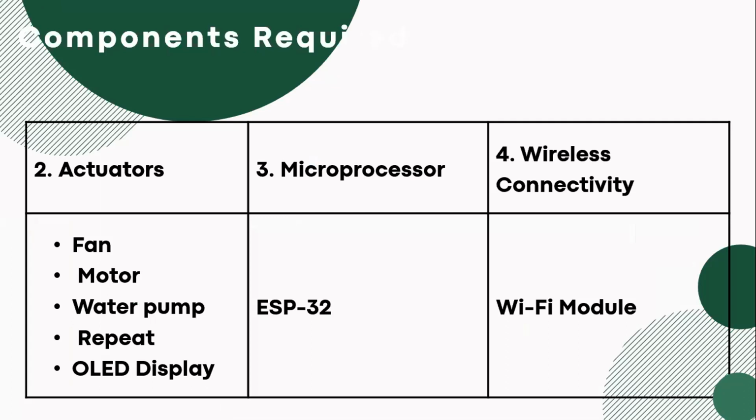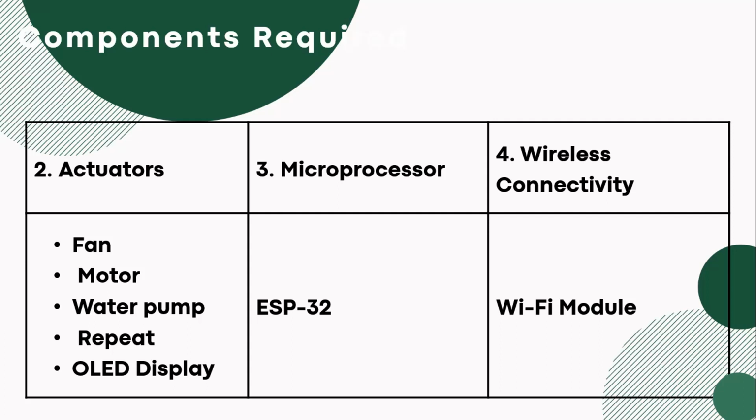Okay, so Malisha was explaining the sensors that we were using, and here we have highlighted the actuators that we are going to use. The fan, to switch it on when the temperature is high, and then the motor and the water pump in order to facilitate the water supply for the irrigation system in the greenhouse, and a repeater to extend the Wi-Fi facility, and then the OLED display. And as the microprocessor, we are using an ESP32, and to get wireless connectivity, we are using a Wi-Fi module.